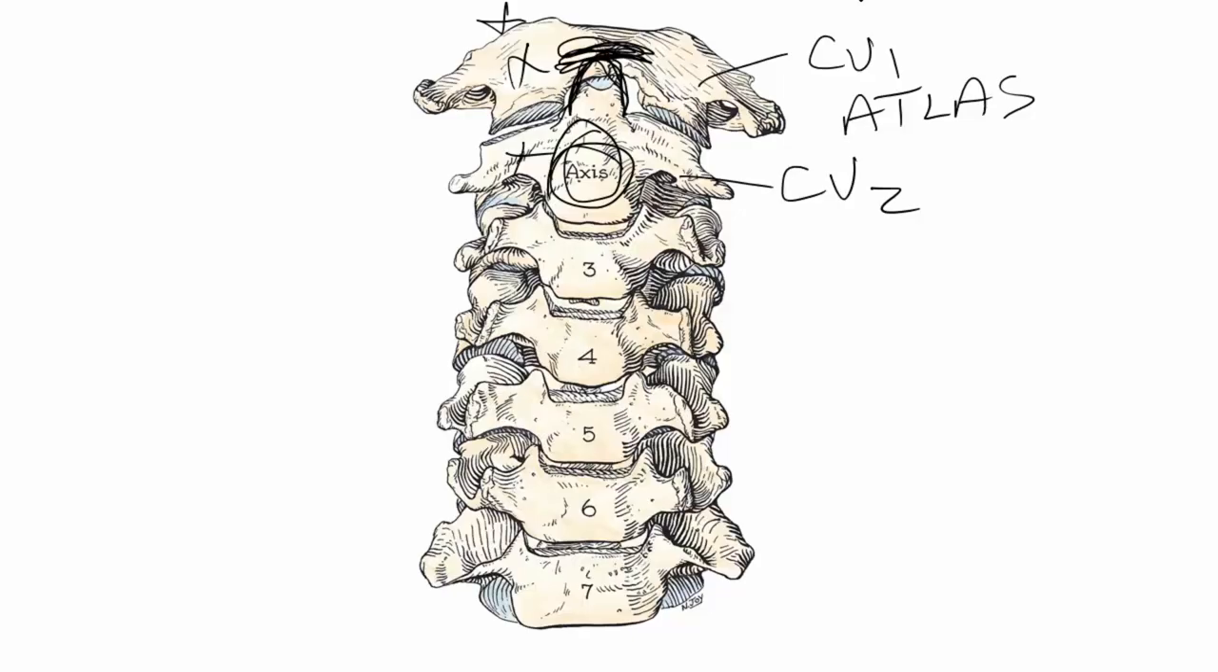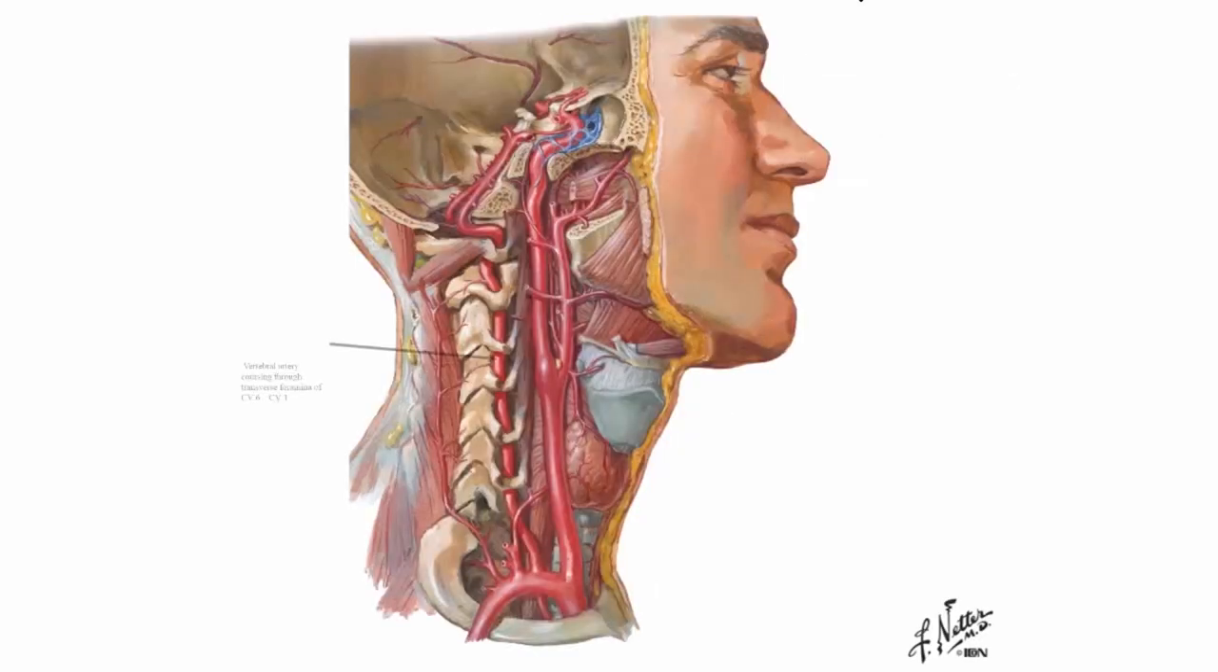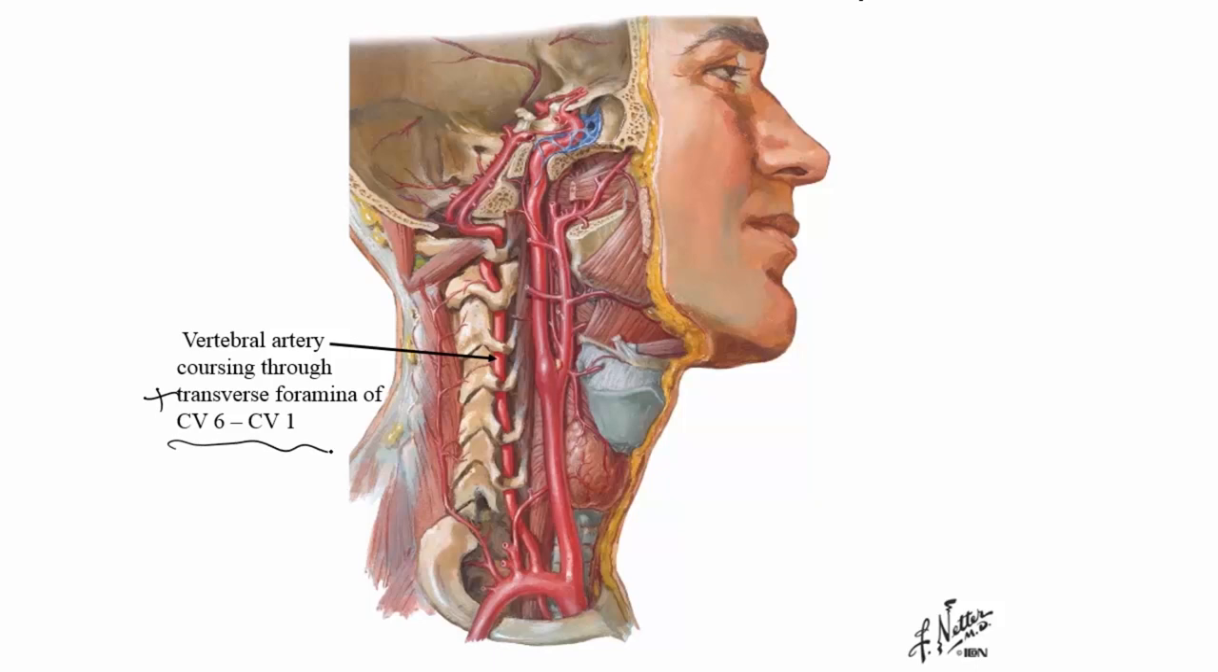It's just the primary action between the base of the skull and CV1 is flexion extension. Between CV1 and 2 is rotation. This is a view showing the vertebral arteries coursing through the transverse foramen of CV6 through CV1.